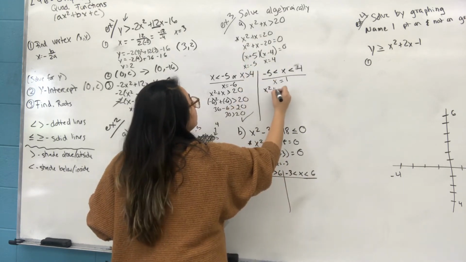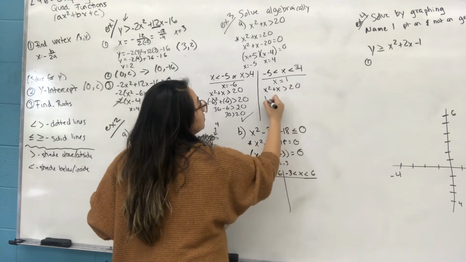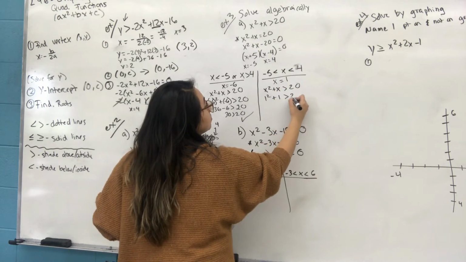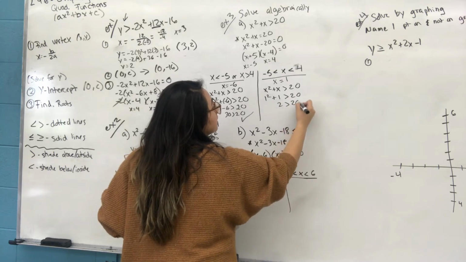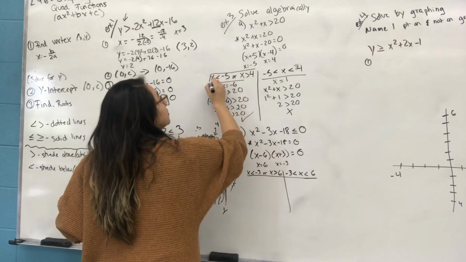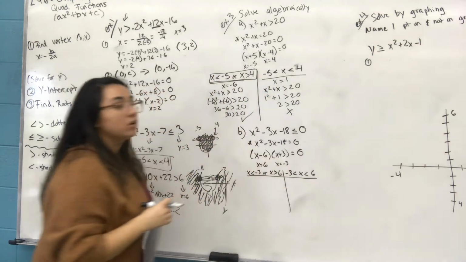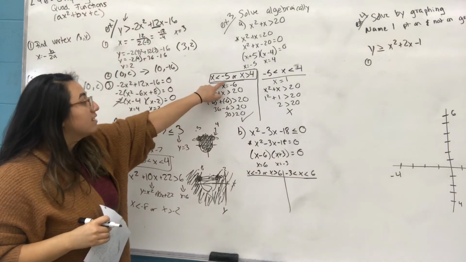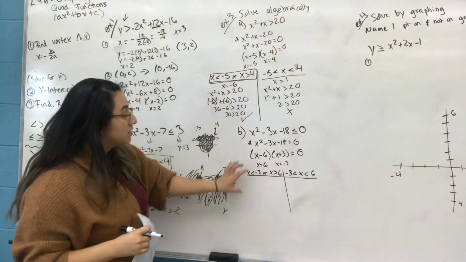So x squared plus x is greater than 20. That means 1 squared plus 1 is greater than 20. That's going to give me 2 greater than 20. This does not work out. So the answer for this inequality is x is less than negative 5 or x is greater than 4. Let's do the next one.